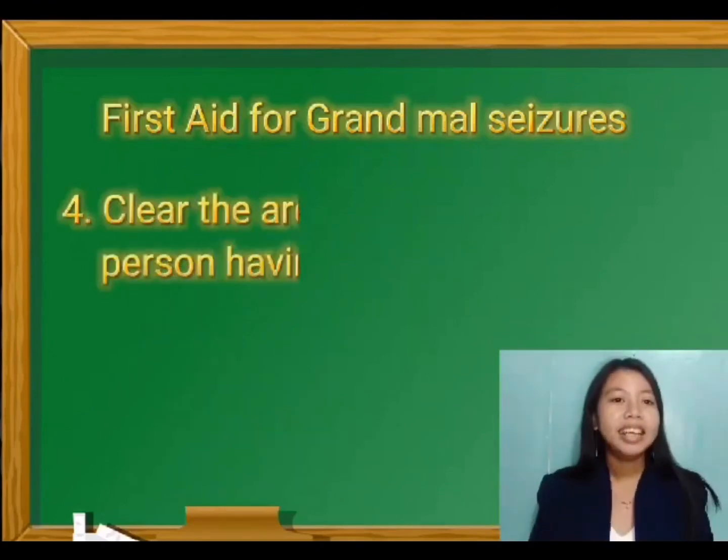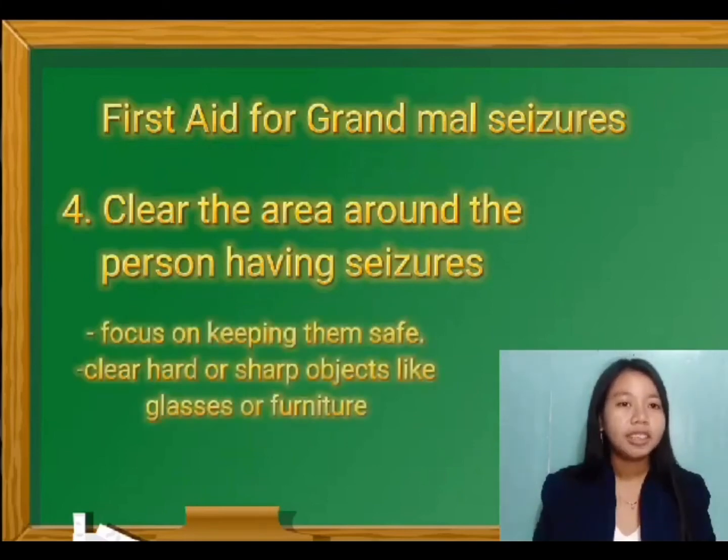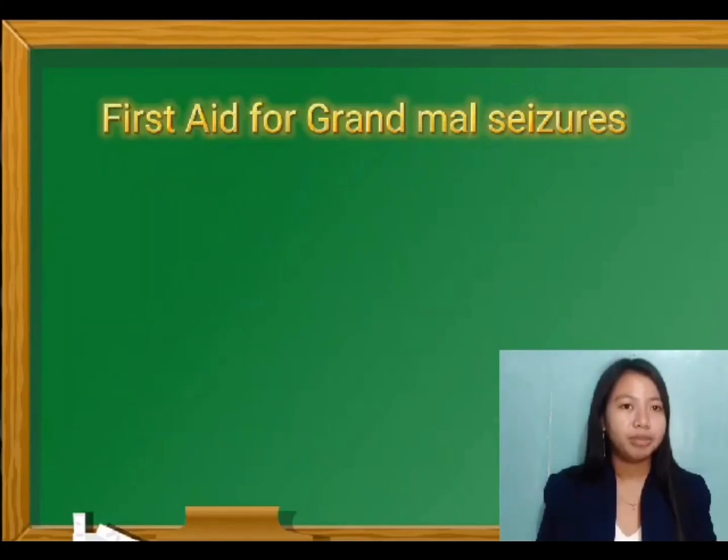Fourth, clear the area around the person having a seizure. If you want to do something for the person, focus on keeping them safe. Clear hard or sharp objects like glasses or furniture away from the person to avoid further injuries, because a person experiencing a seizure cannot control his or her movements.